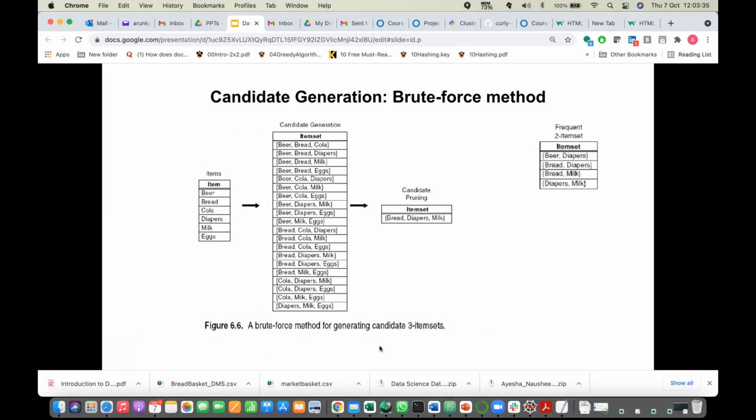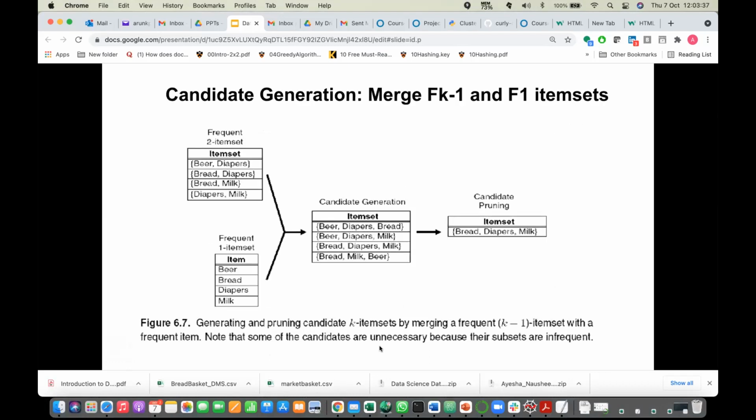So candidate generation, brute force method this is. Brute force we know. Then candidate generation, merge Fk minus 1, F1 item sets.